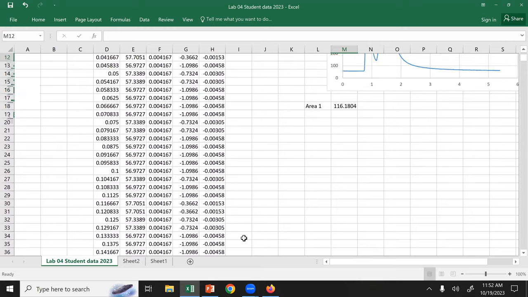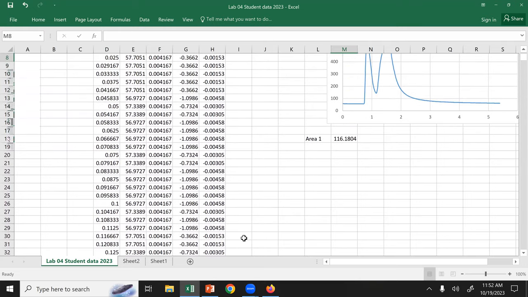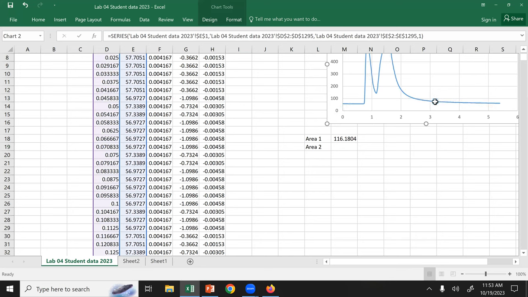There's area one, in units that don't really mean anything. But when we compare them to total, so area for peak two then is going to start at the same spot as the next data point. And then we're just going to say, I don't know, take it until it gets close to back to baseline.